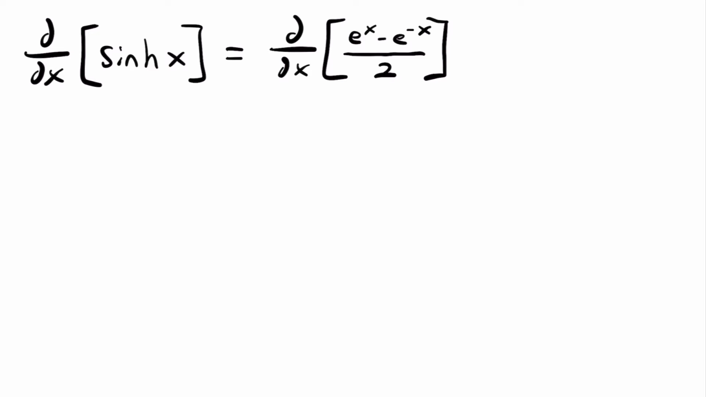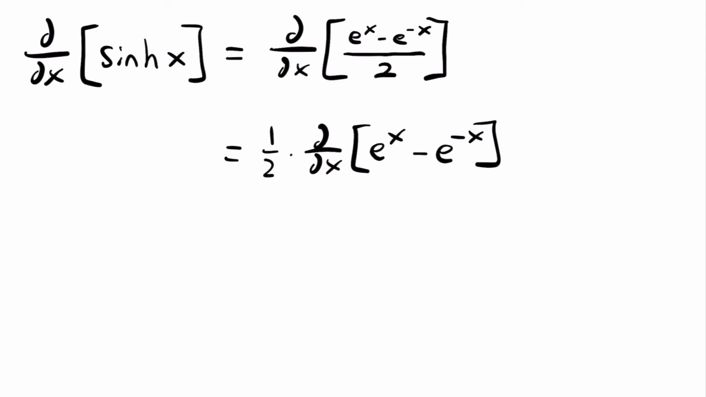And so if we take the derivative of this function, we will know what the derivative of hyperbolic sine is. Okay, and so I'm going to start by pulling out the constant multiple of 1/2 here to the outside of the derivative, right? That's not going to be affected by the derivative process, and so this is equal to 1/2 times the derivative of e to the power of x minus e to the power of negative x.